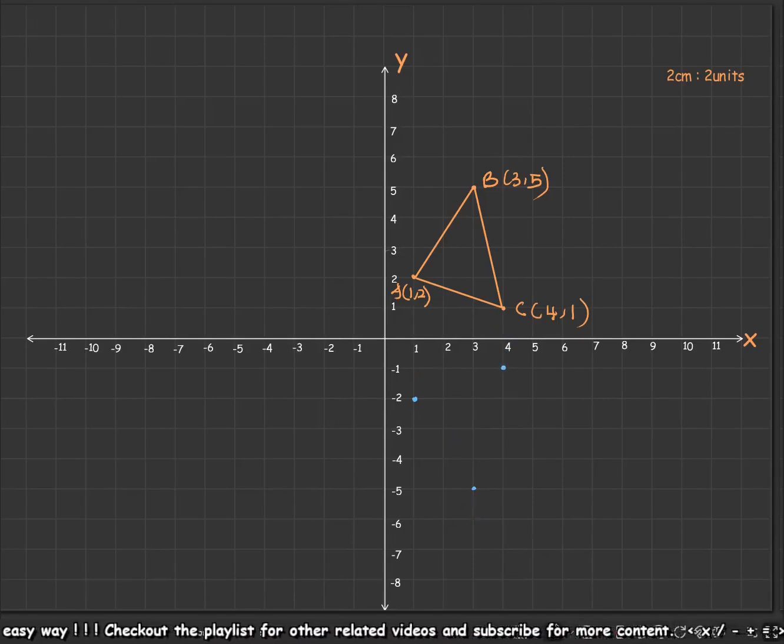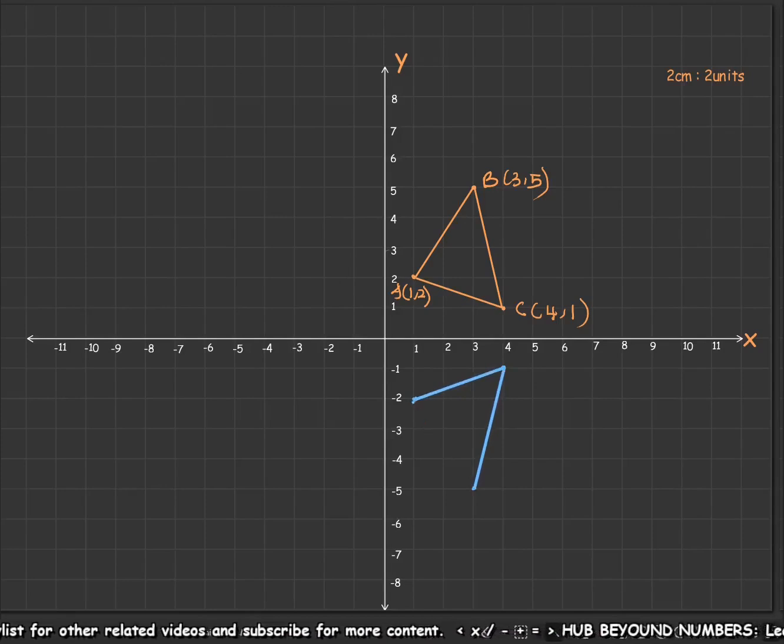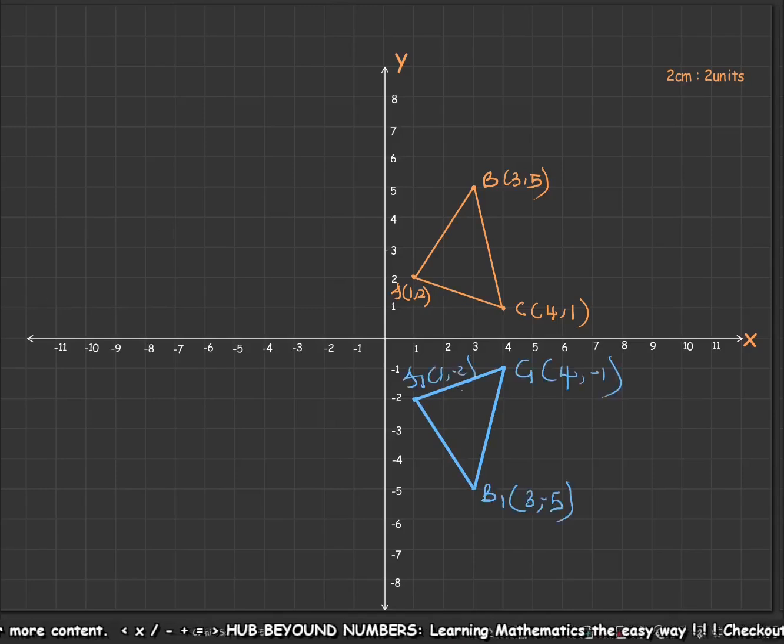You see, then we can join our points. We should label as well. So let me just join the points. And then now I put my labels there. Now let's use the ruler. Or even without using the ruler, let's count the squares and see.